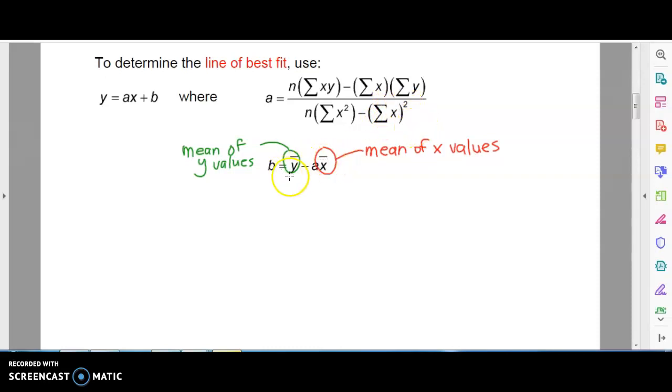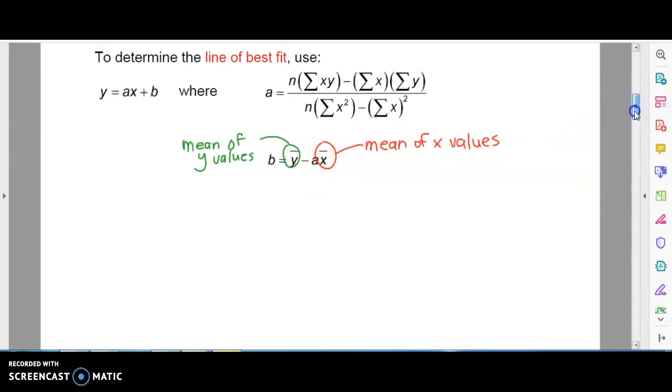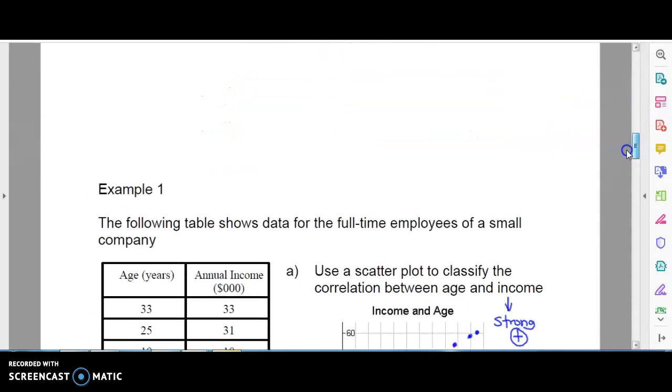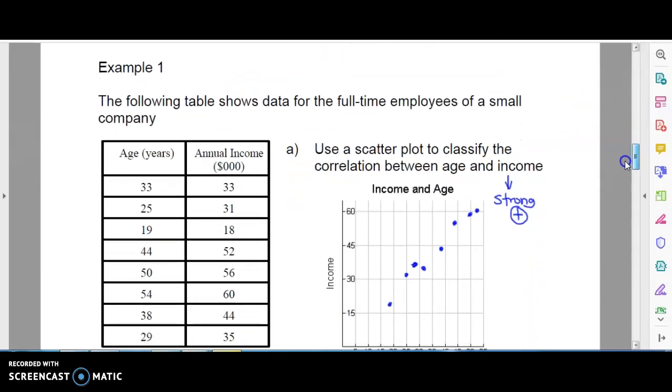And then to solve for b, it's your y bar, right? So the mean of your y values minus a times the mean of your x values. Okay, and n is, sorry, I missed out the n here. N is the number of data points that you have. Okay, so let's scroll down here and see an example.